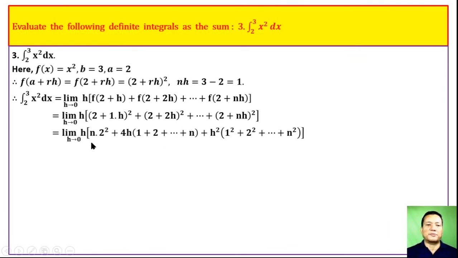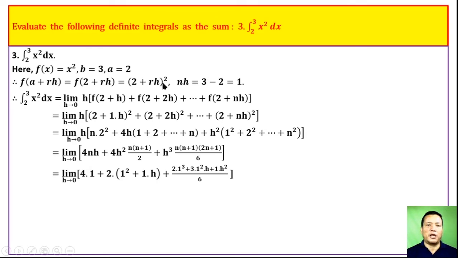In the expansion, 2 square taken n times, then twice of 2 times h, that is 4h, is common, giving 1 plus 2 up to n. Next, h square is common for the square sum of the first n natural numbers, which is n times n plus 1 times 2n plus 1 by 6. Substituting h equal to 1 by n, and taking the limit as h tends to 0, we get 19 by 3. This is the value of the definite integral.